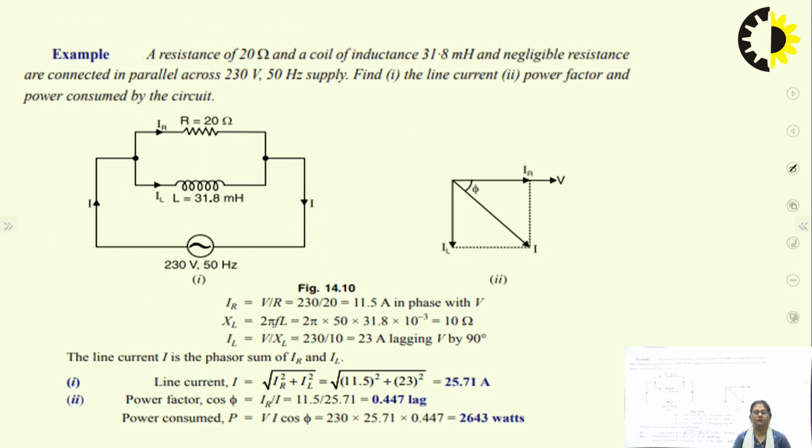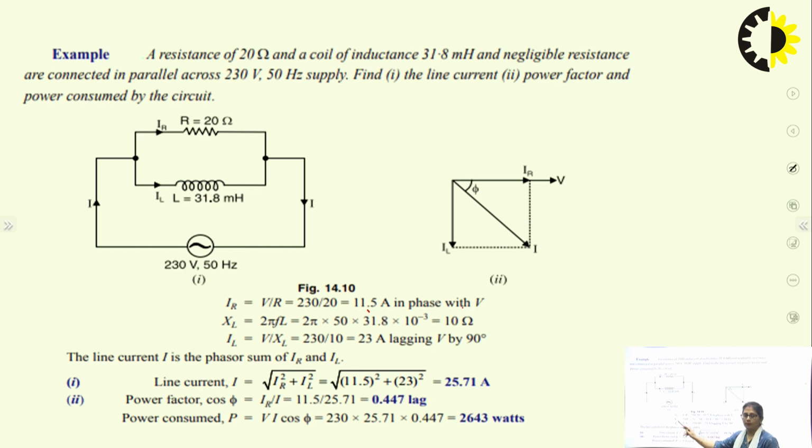Taking an example, say a resistance of 20 ohms and a coil of inductance 31.8 millihenry and negligible resistance are connected in parallel across a 230 volts, 50 hertz AC supply. Find the line current, the power factor and the power consumed by the circuit. Now, this is a parallel circuit having a resistor and inductor in parallel. If that is so, obviously IR, the current in the resistive branch, can be given by V upon R. Both of these have the common voltage V. So, V upon R, that is 230 upon 20, giving me 11.5 amperes, that is in phase with voltage.